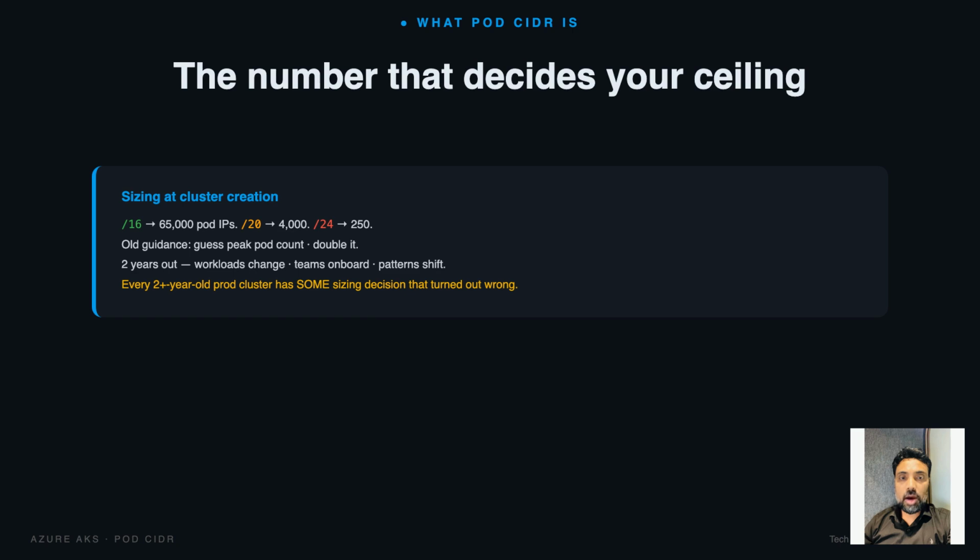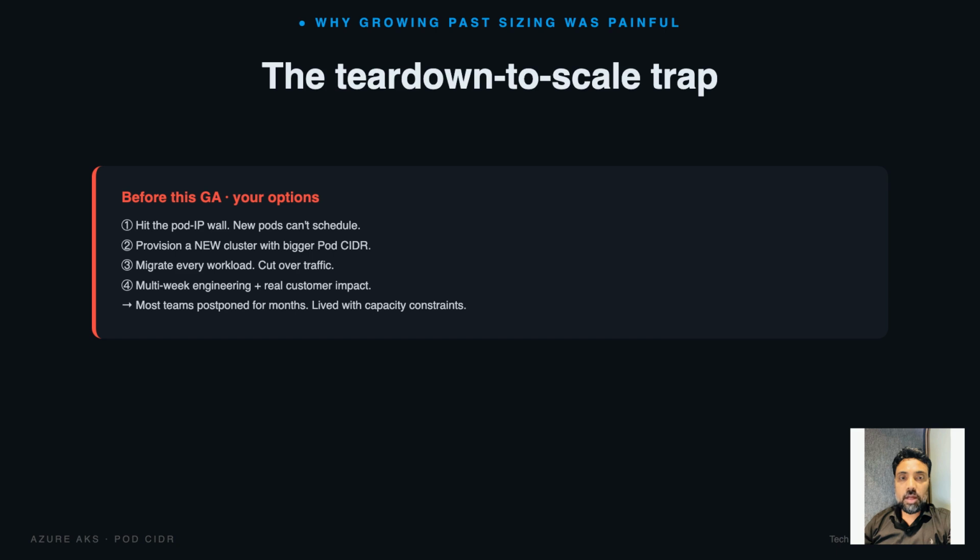For years, the recommended sizing was: guess your peak pod count for the life of the cluster, then double it. That's a hard estimate to make 2 years out. Workloads change, new teams onboard, traffic patterns shift. Every AKS cluster in production for more than a couple of years has some Pod CIDR sizing decision that turned out to be wrong. If your Pod CIDR was sized too small, you hit a wall.